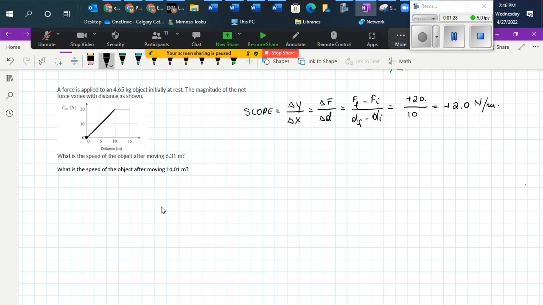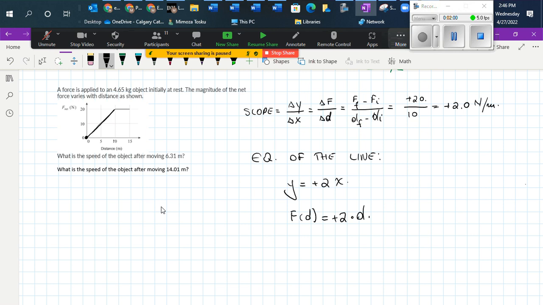Now, a point on the line is 0, 0. So therefore, the equation of the line will be y equals plus 2 x. And if we write it in terms of force, the force as a function of distance will be equal to 2 times d.